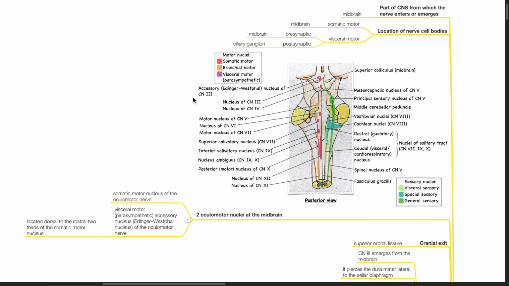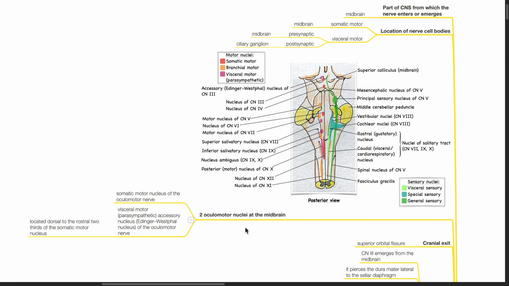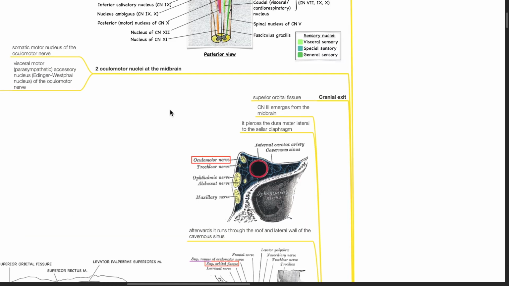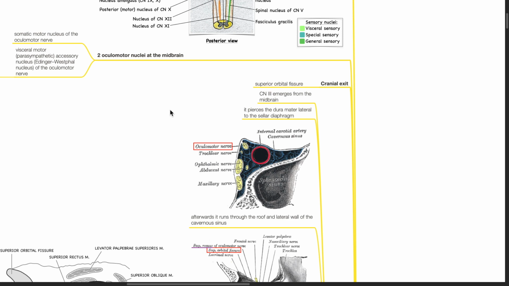There are two oculomotor nuclei in the midbrain, the somatic motor nucleus of the oculomotor nerve and the visceral motor parasympathetic accessory nucleus, also known as the Edinger-Westphal nucleus of the oculomotor nerve, which is located dorsal to the rostral 2/3 of the somatic motor nucleus. Cranial nerve 3 emerges from the midbrain and pierces the dura mater lateral to the sellar diaphragm.